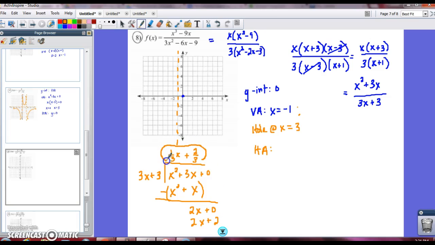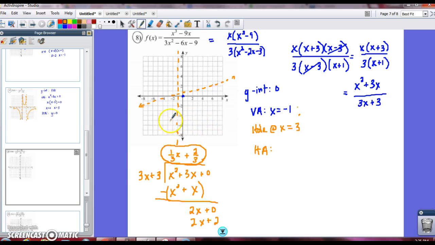This part is the equation of my line. That's my slant. So I'm at 2/3, so I'm roughly here. And I have a slope of 1/3, so I go up 1 and over 3, 1, 2, 3, up 1 and over 3, and you get an idea of where your slant asymptote is then. Okay, and then from there you can go ahead and graph.